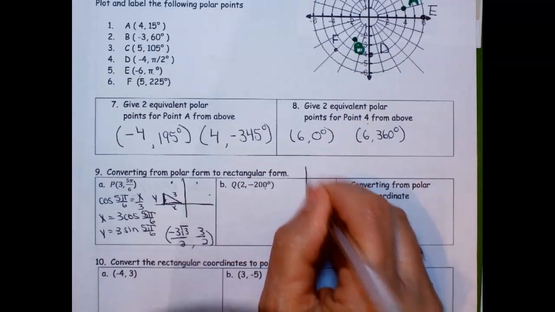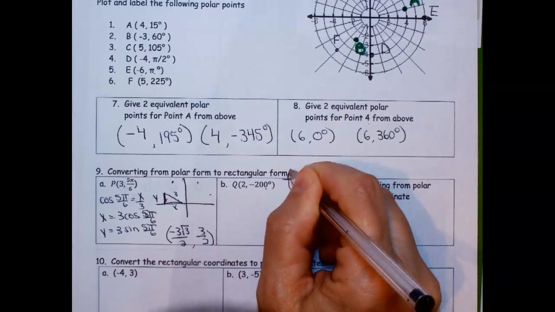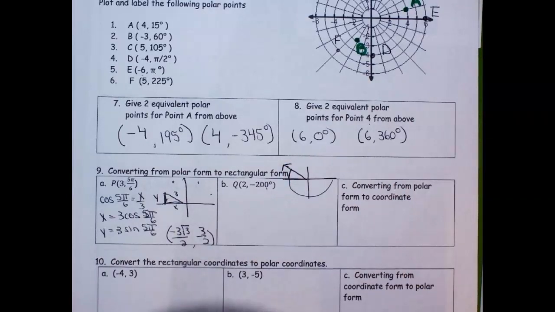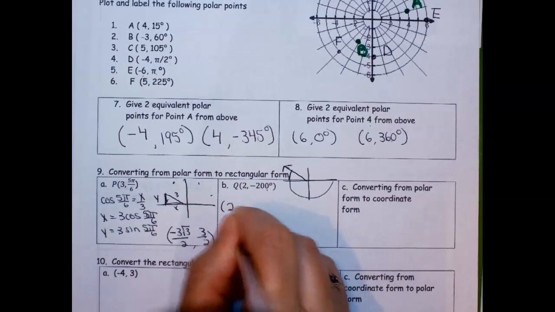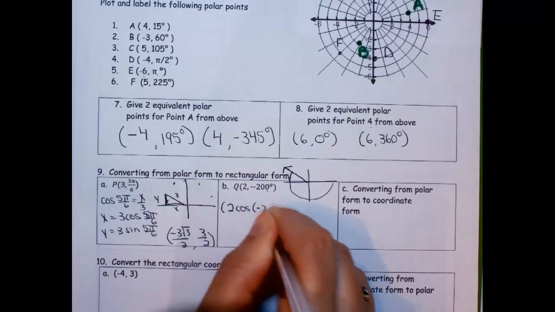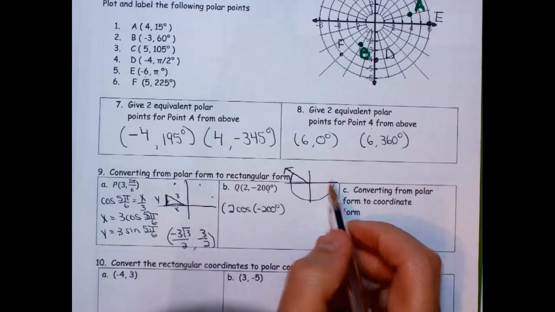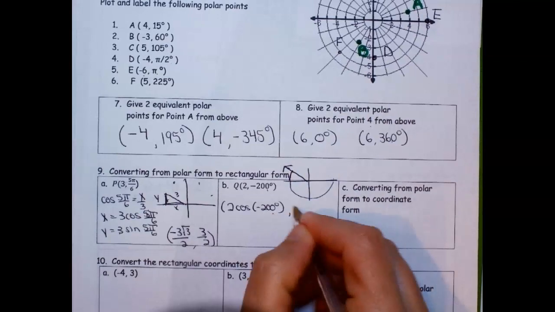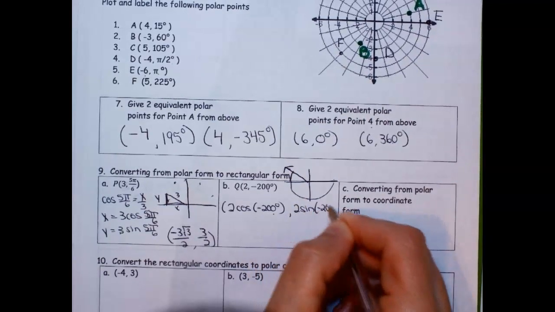Negative 200 degrees, let's think about where that would be. Negative 180 would be here. I go 20 more degrees beyond. Now 200 degrees is not a common one on my unit circle, so I would have to use my calculator. Again, we're doing 2 cosine of negative 200. Now, if you wanted to type in cosine of 160, it's still going to give you the same value, and then our y-coordinate would be 2 sine of negative 200.